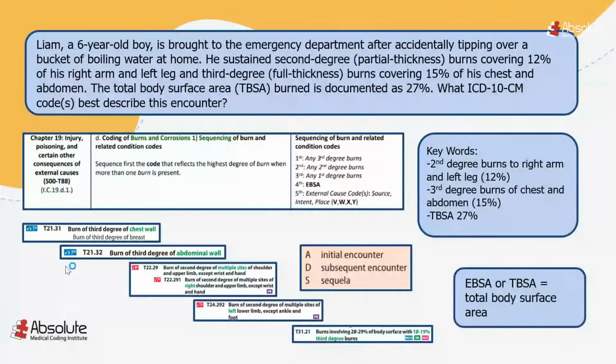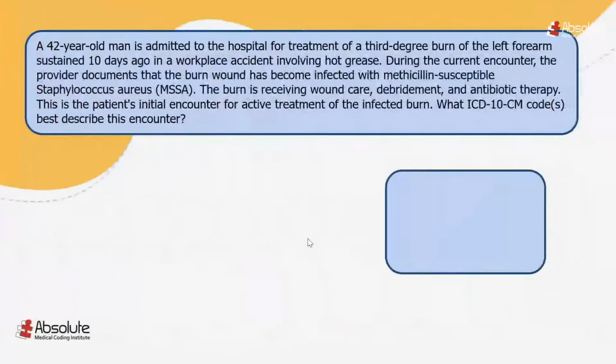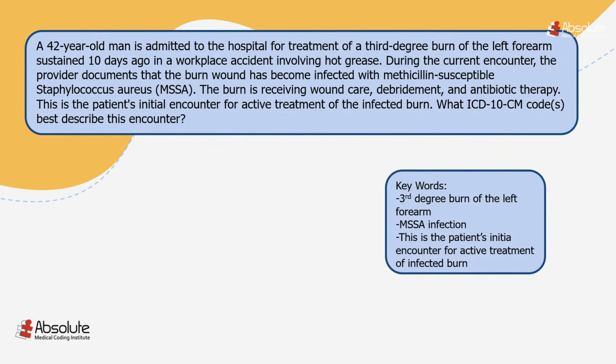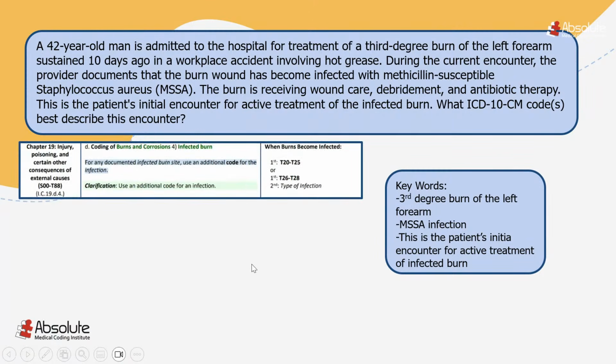All right, so this is going to be our scenario. What we're taking out of here is going to be that third-degree burn of the left forearm, that MSSA infection, and then also, I missed the L on initial. This is the patient's initial encounter for active treatment of the infected burn. So this is what the guideline is going to look like.